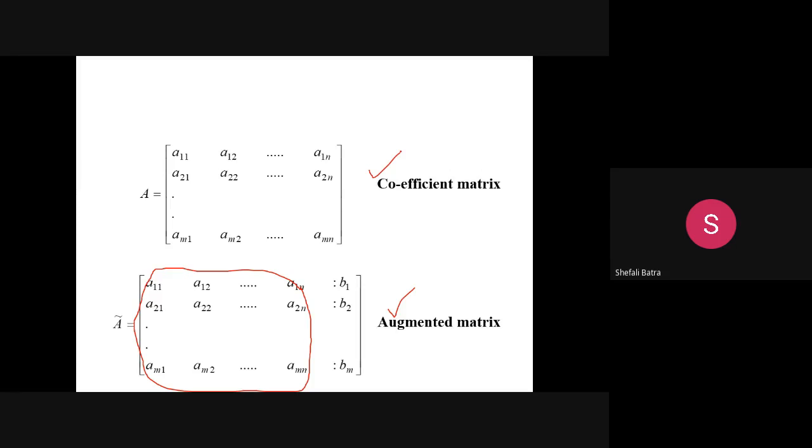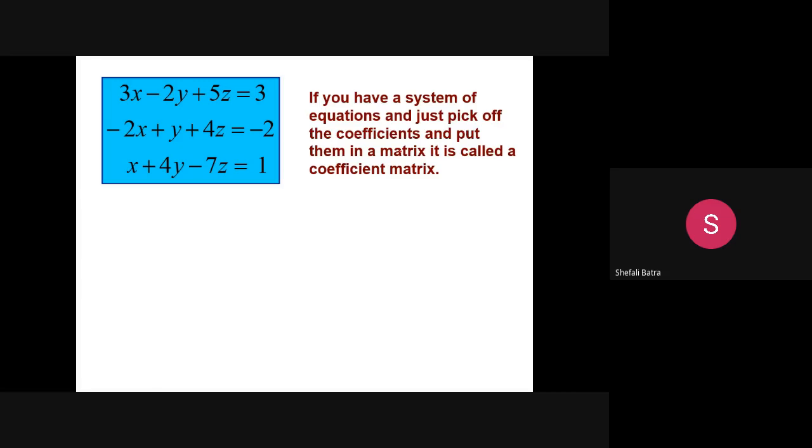There is no solution. Now, if you have a system of equations, just pick up the coefficients and put them in the matrix, right? So for this system of linear equations, the coefficient matrix would be 3, minus 2, 5, minus 2, 1, 4, 1, 4, minus 7. This is your coefficient matrix.